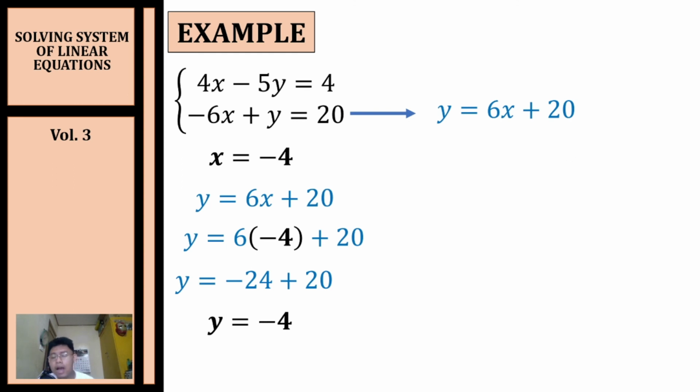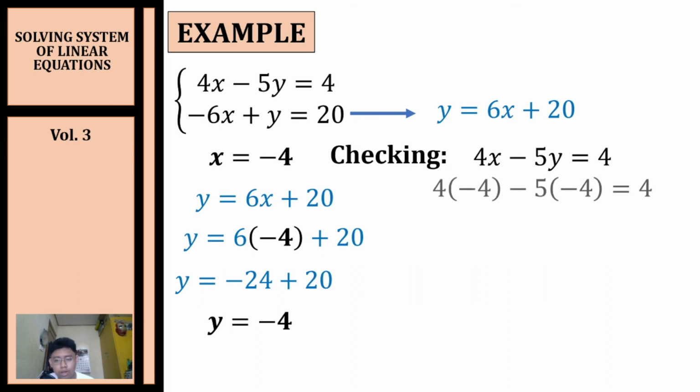Now that we have our values of x and y, we can now apply checking. It is always important for us to check if our proposed solution will satisfy our first equation and second equation. So let's apply checking. Let's check if negative 4 and negative 4 will be our solution. So let's substitute that to our first equation. Simplifying it, we will have 4 is equal to 4. So it satisfies our first equation.